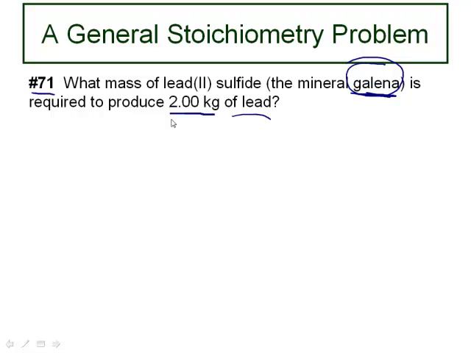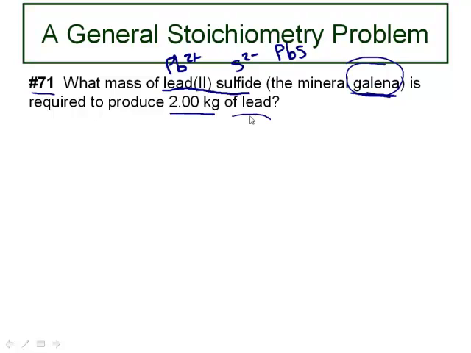Well, one thing we need to do first in order to solve this problem is know what the formula of lead-2 sulfide is, okay? Now, if you go back to our list of ions, we know that a sulfide ion is S2-, a lead-2 ion would be Pb2+, therefore lead-2 sulfide would have the formula of simply PbS, okay?